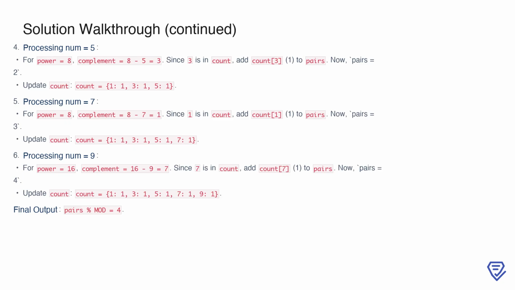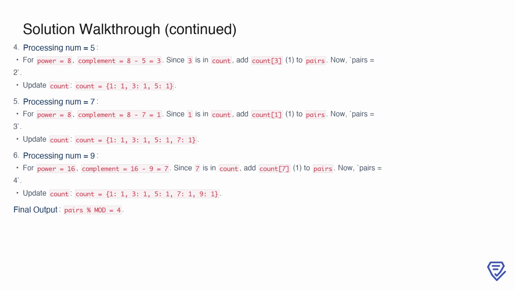Next, we process the number 5. For the power of 2 equal to 8, the complement is 8 minus 5, which is 3. Since 3 is in count, we add its frequency, which is 1, to pairs, bringing the total count of pairs to 2. The count is then updated to include 5, giving us {1: 1, 3: 1, 5: 1}. Moving to the number 7, we find that for the power of 2 equal to 8, the complement is 8 minus 7, which is 1. Since 1 exists in count, we add its frequency, which is 1, to pairs. This increases the total pairs to 3. We then update count to include 7, resulting in {1: 1, 3: 1, 5: 1, 7: 1}.